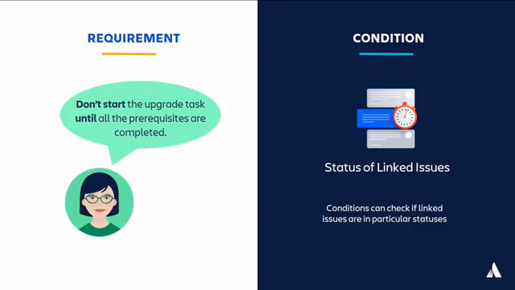So we need to add a workflow condition on the start progress transition which checks the status of the task's linked issues based on the issue type, link type, and selected statuses. If the criteria matches, then the transition will be available to the user, and if not, the transition will be hidden. There is a status of linked issues condition which can accomplish this.